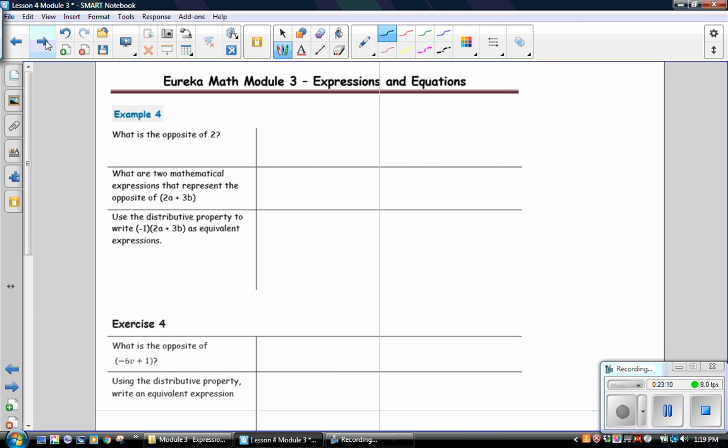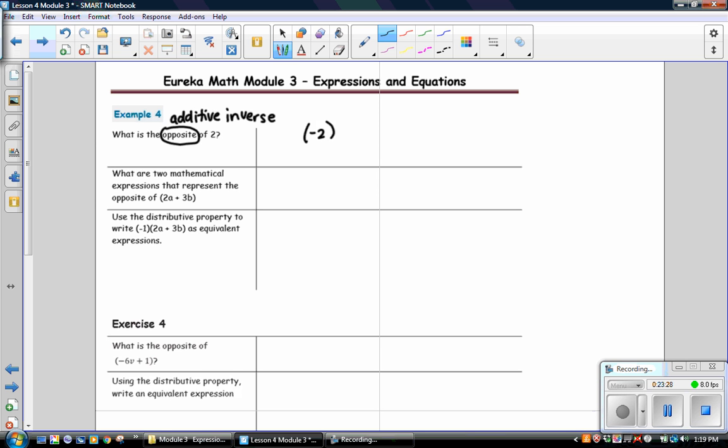Example 4. What is the opposite of 2? Remember that another name for opposite is the additive inverse. And that is, what number needs to be added in order to get a sum of 0? And that would be -2.